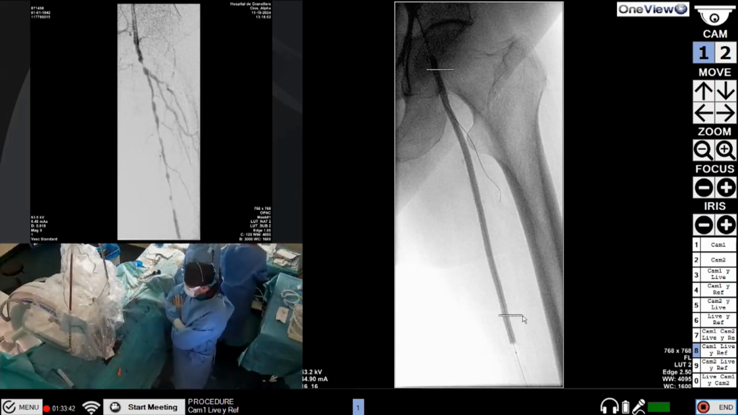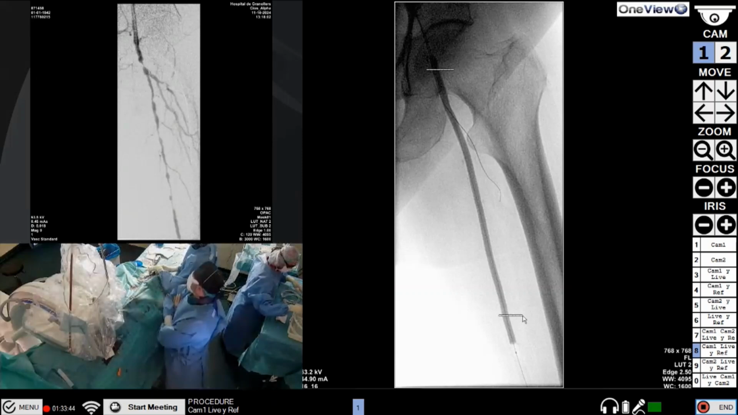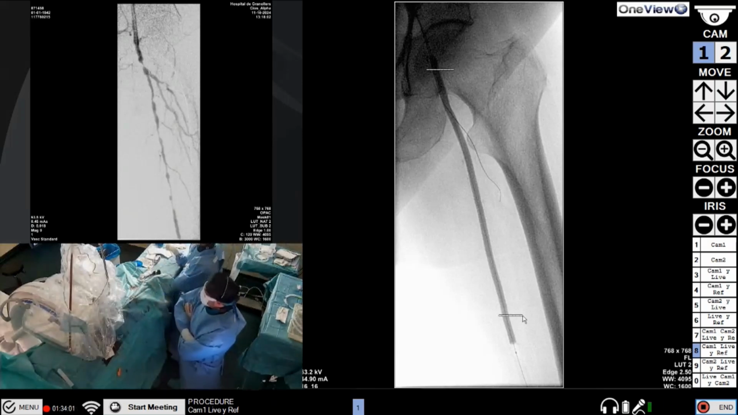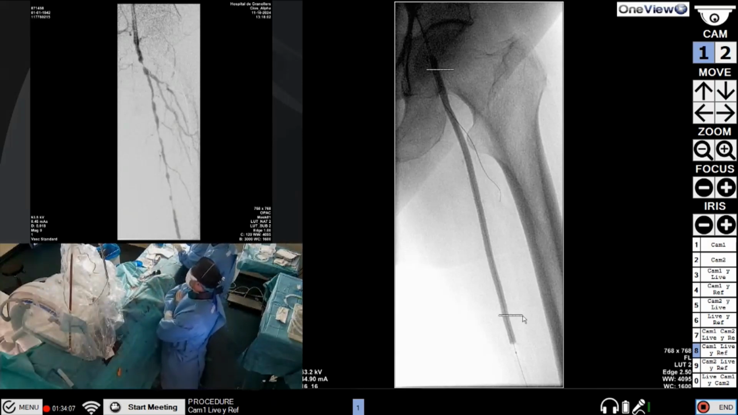Yeah, I always protect the profunda just in case. So in this case, the ostium is not affected. The lesion is at the bifurcation and, of course, in the SFA, not in the profunda. So I just protect it in this case. But if we have some problems during the dilatation, I have the guide wire in place.